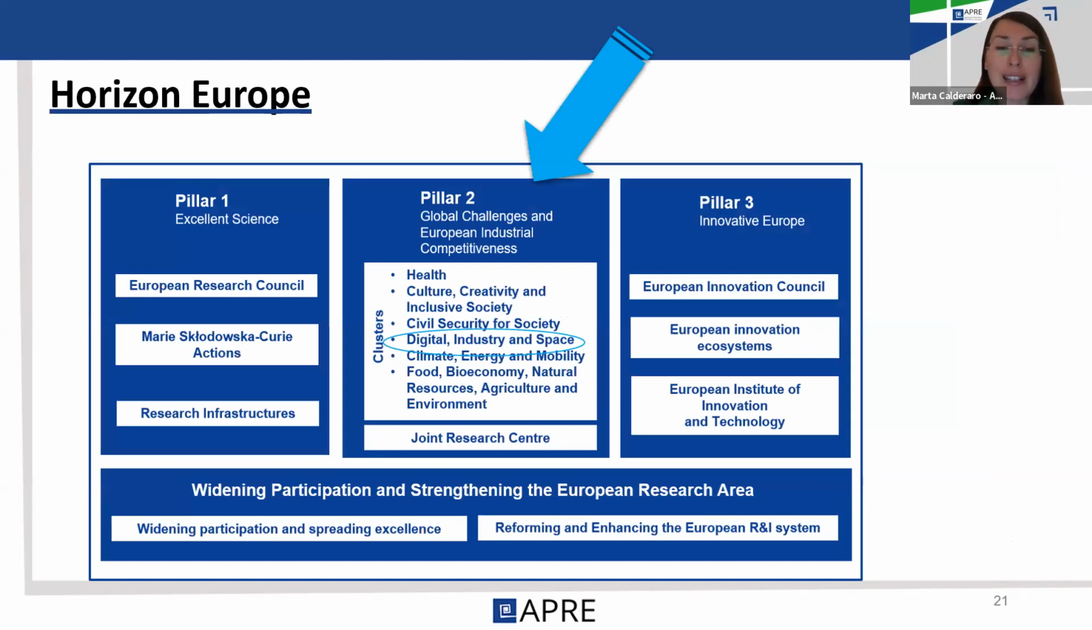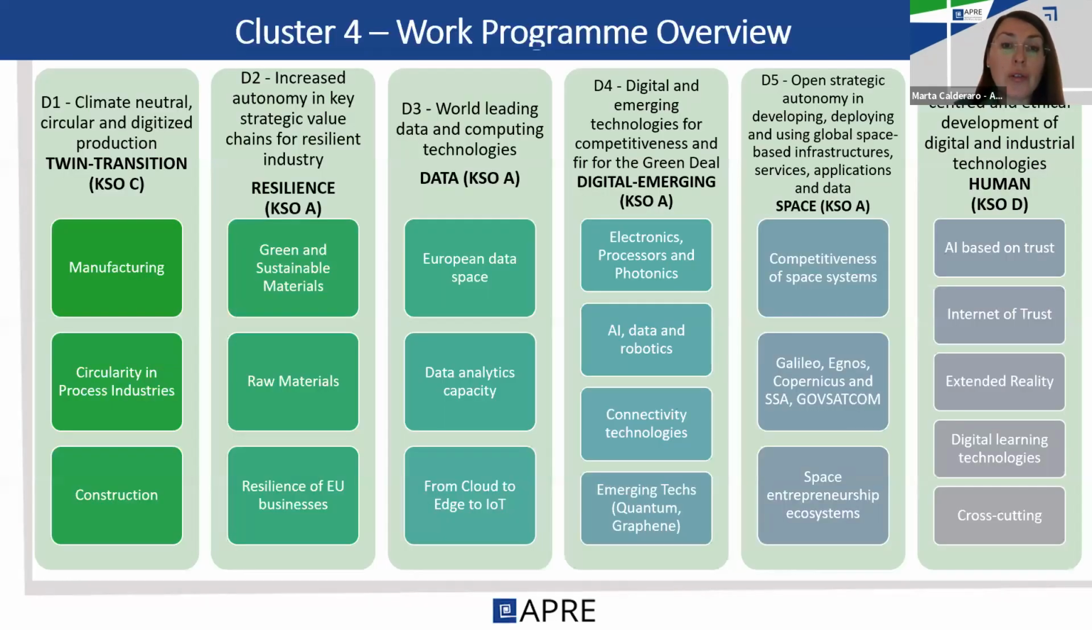Okay. Now I would like to go a bit in depth on cluster 4, digital industry and space, by giving you a bit of the frame concerning how the work program of cluster 4 is structured. So actually, each work program in Horizon Europe has a differentiation on destinations. In cluster 4, we have 6 different destinations, where you can see that destination 3, the 4th one, and the 6th one are more dedicated to digital.